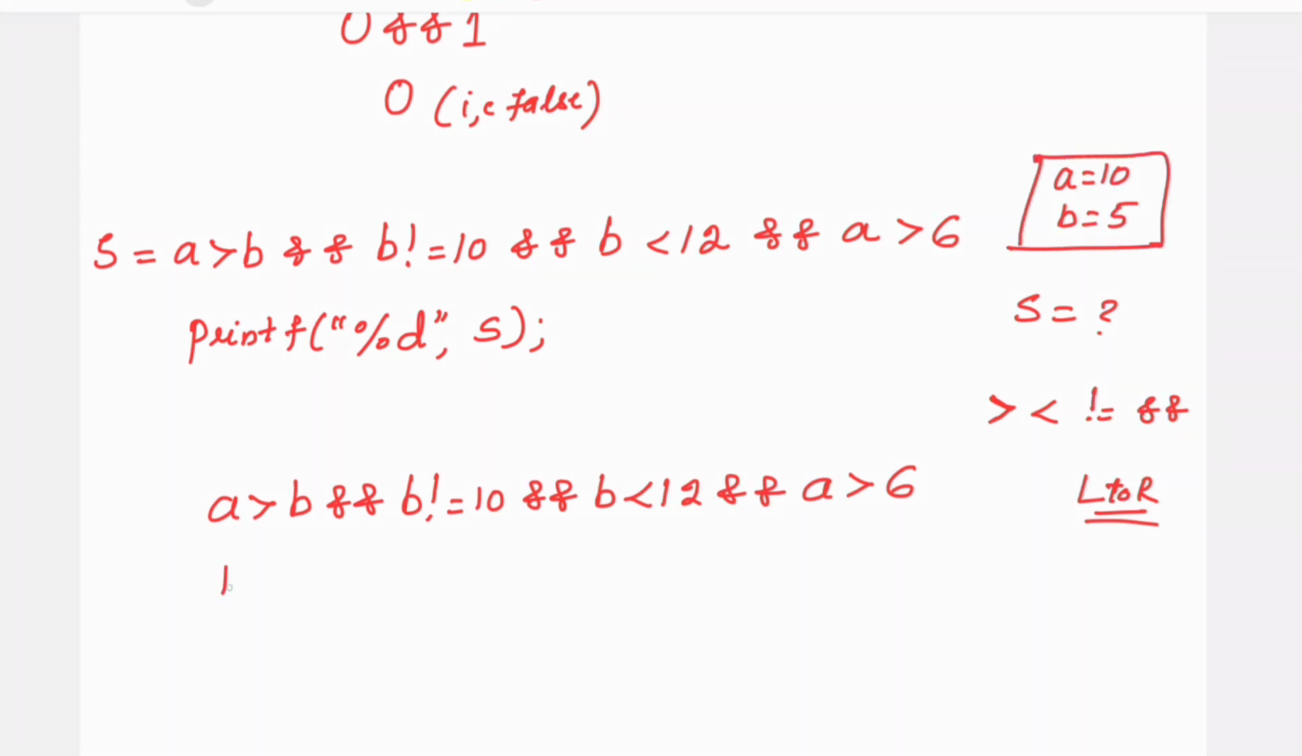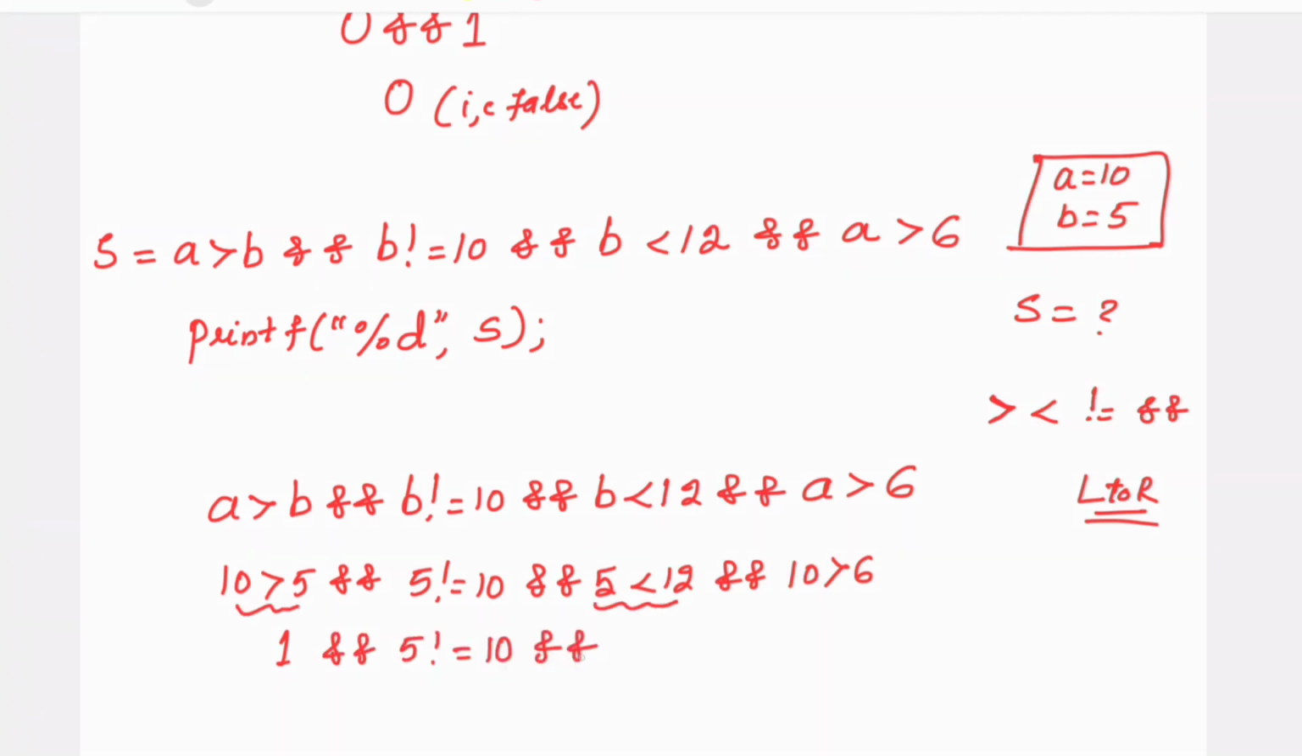Now A is 10, 10 greater than 5, let me substitute. Now start doing this from left to right, because first you have to consider only the relational operators. So relational operators, 10 greater than 5, it is true. So write down the rest as it is. 5 less than 12, yes it is true. 10 greater than 6, yes it is true. So you have completed what? Only less than and greater than. Next you have to look into not equal to. This has got higher priority over the logical AND. 5 not equal to 10, yes 5 is not equal to 10 only, it is true.